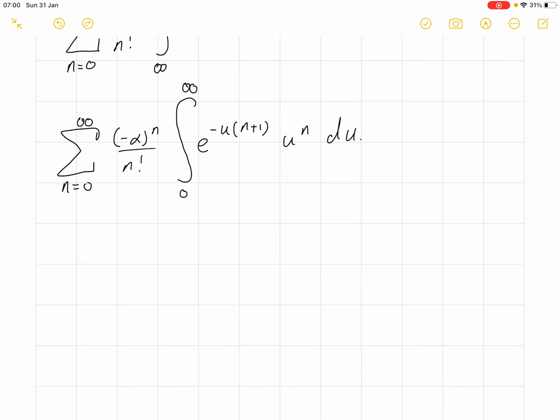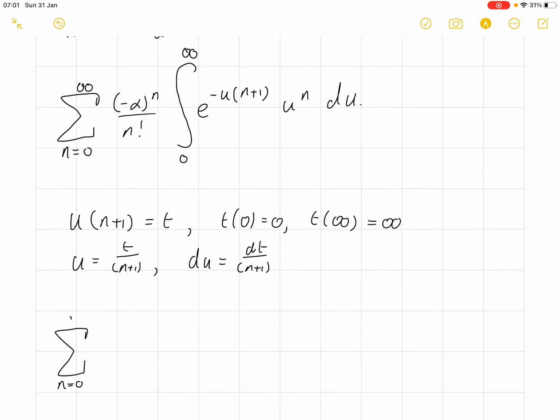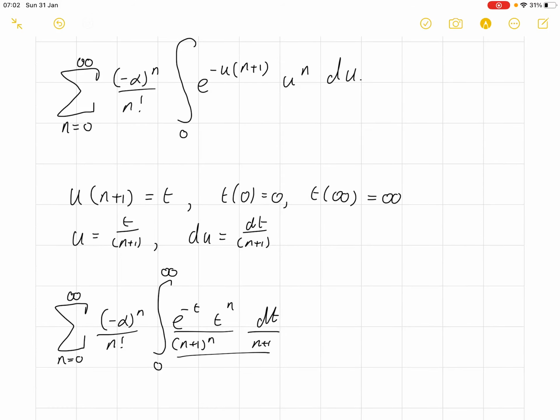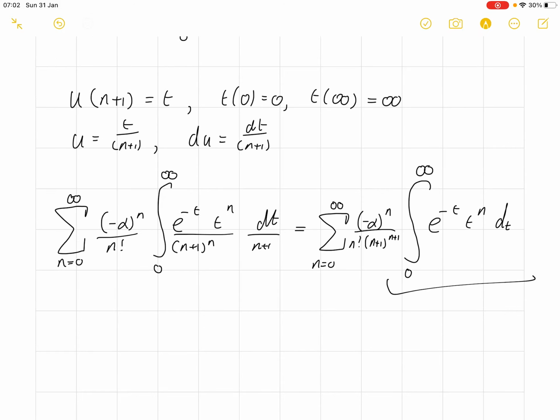So, what happens now? We make another substitution. And this time, we're going to set u times n plus 1 to be equal to t. This time, the limits don't change. And again, we rearrange and have the following. And again, we substitute back in to our integral. And again, we can collect like terms and factor out. Now, this should look very familiar to you. This is the gamma function.